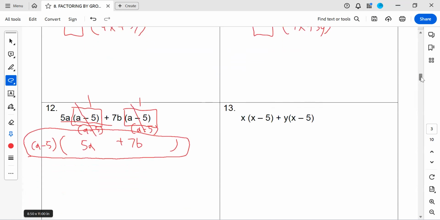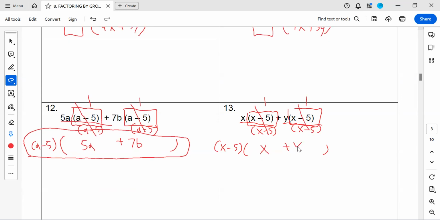Same concept on 13. Now my rectangle just happens to be what? The parentheses, the x minus 5. So I'm going to factor that out. I'm going to get x minus 5, open parentheses, x minus 5, x minus 5. This cancels to give us a 1. We bring down the x. This cancels to give us a 1, and we bring down the plus y. And there we go. We factored out our box again.